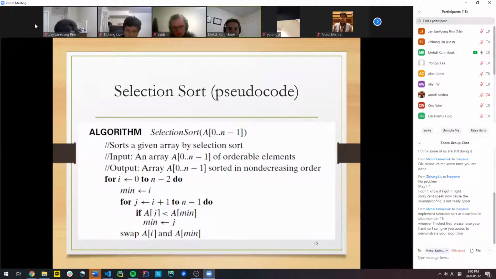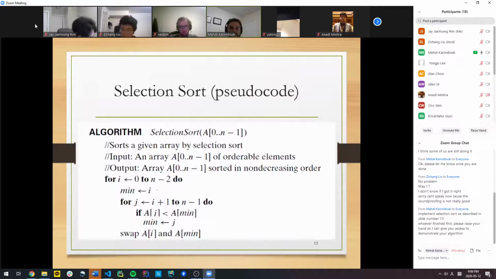Okay. So pseudocode for that, as Zichang told us. You guys are seeing my slide, slide number 15? Yes. Okay, so just let me know if you are not seeing my slide. So slide number 15, selection sort.